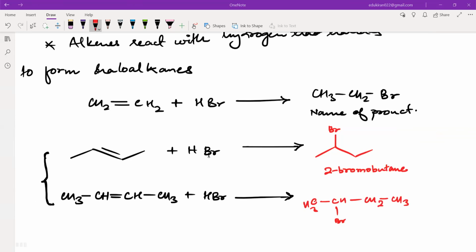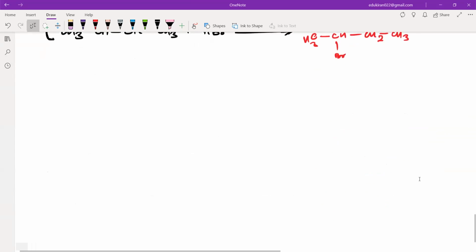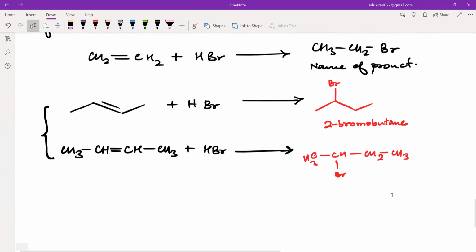Okay, so I hope that till now we don't have any problem. We can attach the bromine here, then I will be getting 2-bromobutane. If I attach the bromine here, then also I will be getting the same thing, that is 2-bromobutane. Yes or no, guys? Yes, sir. What is the name for the last one? I was confused with the name. It's the same, 2-bromobutane. Same thing only.